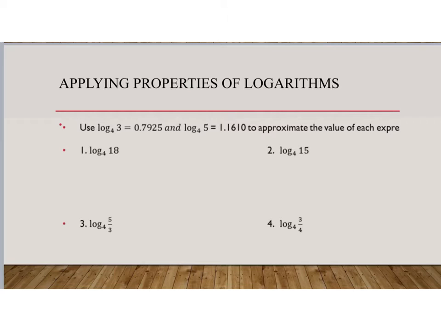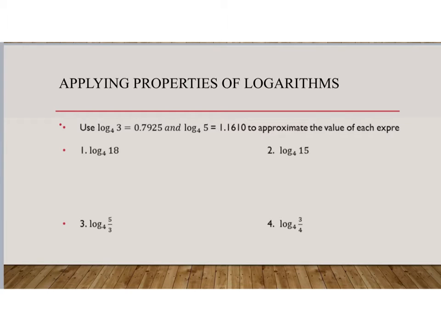So these first exercises are just applying those properties to be able to simplify some of these logs without actually using the log function in your calculator. So the first example says use log base 4 of 3, which is about 0.7925, because 4 to the 0.79 power is about 3, and log base 4 of 5 is 1.1610, to approximate the value of each of these expressions. Okay, so now there are also some logs from our properties that we should know mentally.